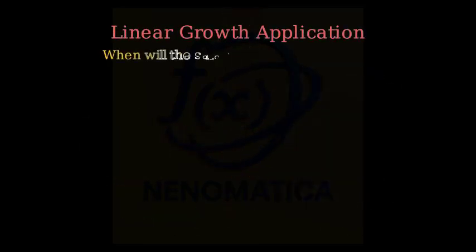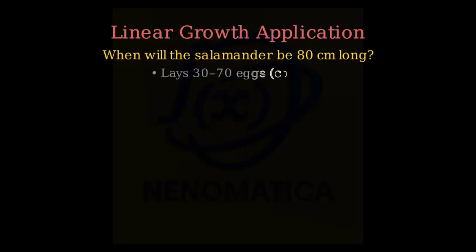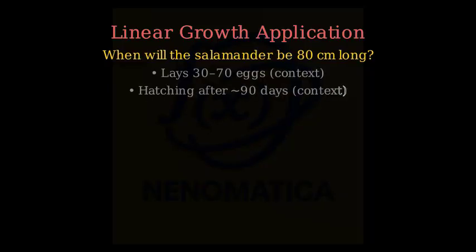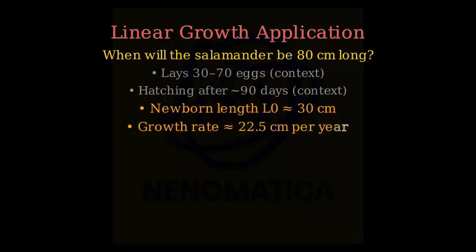In this example, we will use a simple linear growth model to find how long it takes a salamander to reach a target length of 80 centimeters. A salamander lays between 30 and 70 eggs in spring. About 90 days later, the babies hatch. A newborn is about 30 centimeters long. During the early years, the length increases by 22.5 centimeters per year on average. How many years does it take to reach 80 centimeters?